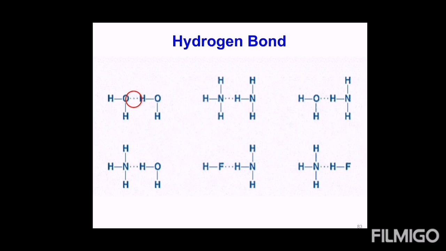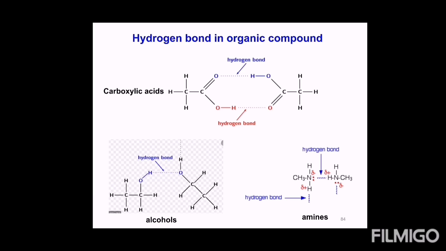These are examples of the hydrogen bond. Water towards other water, there is hydrogen bond. Ammonia towards other ammonia, there is hydrogen bond. Water towards ammonia, there is hydrogen bond. Ammonia towards water, hydrogen bond. Hydrogen fluoride towards ammonia, hydrogen bond, and ammonia towards hydrogen fluoride also has hydrogen bond between them.